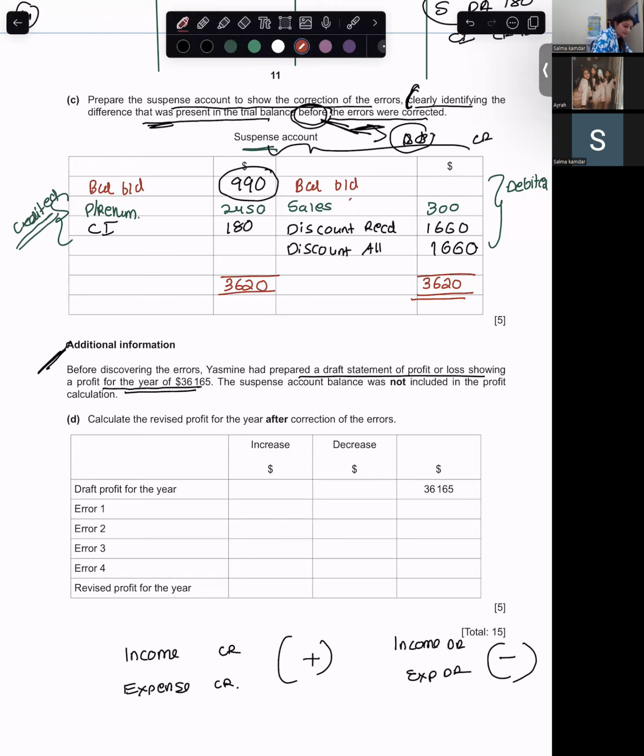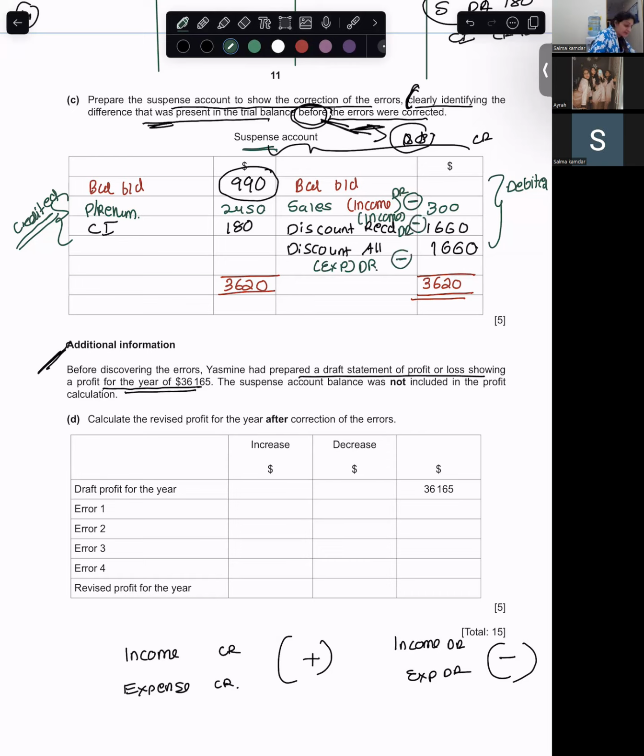Now I have to see. Sales is what? Sales is income and it's on the credit side. Income is debited, so it will decrease. So income debit, so I'll minus this. Discount received is income, debited, so minus. And then again, you're minus 1660. Discount allowed is expense. Expense is debited, so minus only. Are you with me?